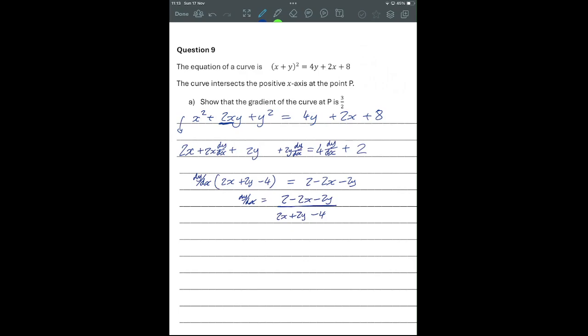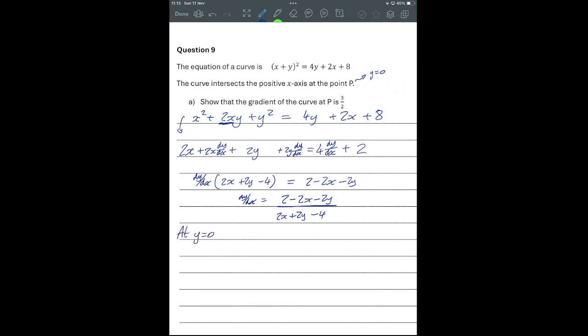Now, I haven't actually really read the question yet. I've just seen the word gradient, and I've just run with differentiating. So let's see what the question needs. The curve is intersecting the positive x-axis at P. And we want the gradient at P. The thing about implicit is you need both the x and y components, coordinates, to find the derivative. So if we intersect the positive x-axis at P, that's telling me that my y is 0.